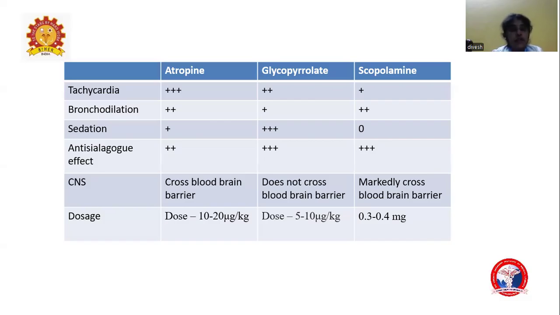The dosage of each drug: atropine is given at 10 to 20 microgram per kg. Glycopyrrolate is given at 5 to 10 microgram per kg. Scopolamine is given at 0.3 to 0.4 mg. The scopolamine is available as patches only. So intraoperatively, we are not using scopolamine, only atropine and glycopyrrolate.